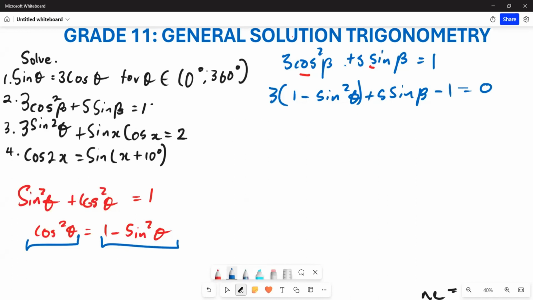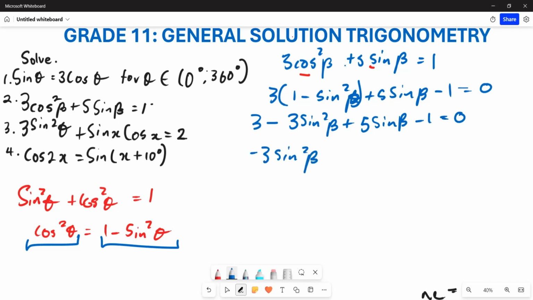Now, secondly, how are you going to do this? You can distribute the 3 everywhere, which means this is the same as 3 subtract 3 sine squared of beta. Remember, here it's beta, it's not theta, because you're given it in terms of beta. So this is going to be plus 5 sine of beta, subtract 1 is equal to 0. Then this is the same as negative 3 sine squared beta plus 5 sine of beta. When you say 3 subtract 1, this is the same as plus 2 is equal to 0.